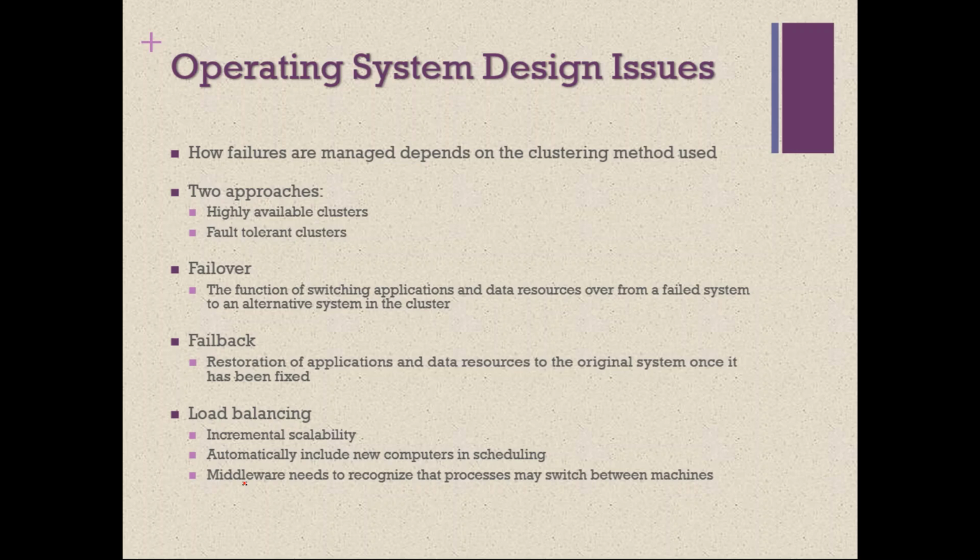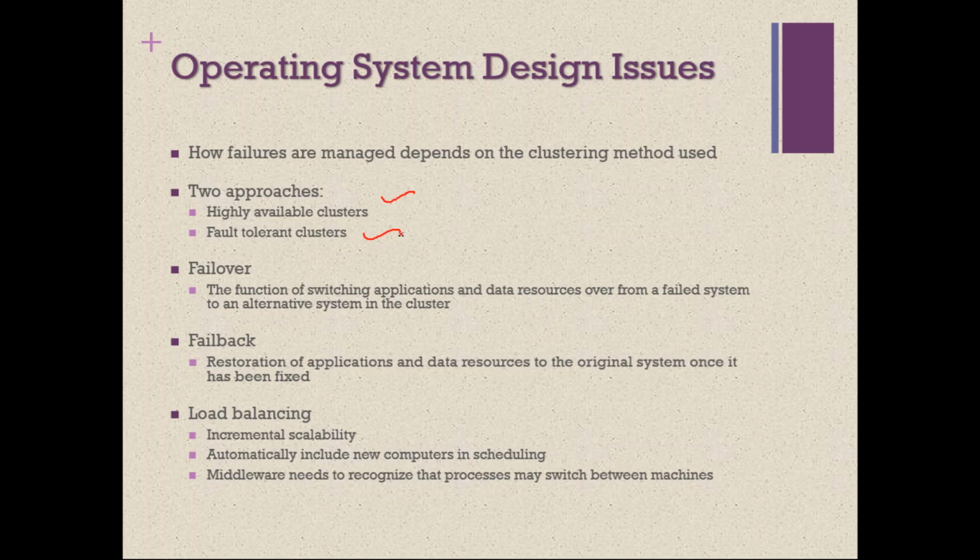Generally, there are two types of cluster approaches followed with clustering systems. One is called high availability clusters, and the other is called fault tolerant clusters. The difference is that in the case of high availability clusters, the cluster will be available as much as possible. The clusters offer a high probability that all resources will be in service.